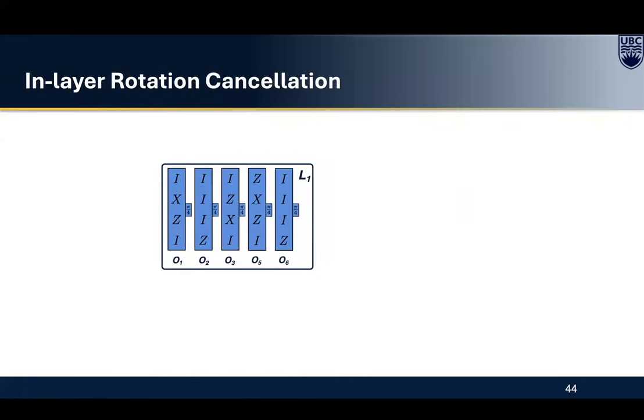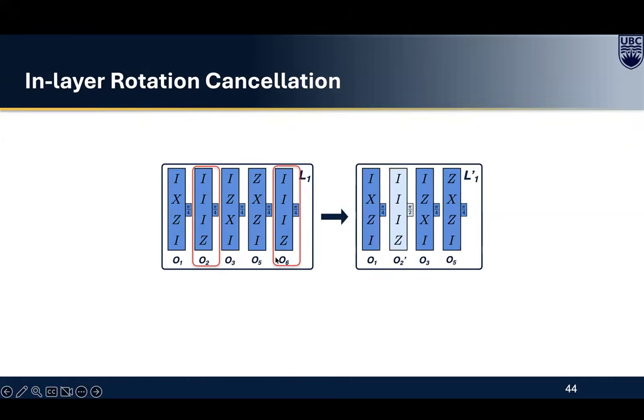Once we have those commuting layers, we can do the in-layer rotation cancellation. To do that, we first locate the operations that have the exact same rotation basis. Because they have the same rotation basis, they can just be merged together, and their rotation angles we can just add up. So this is the end result.